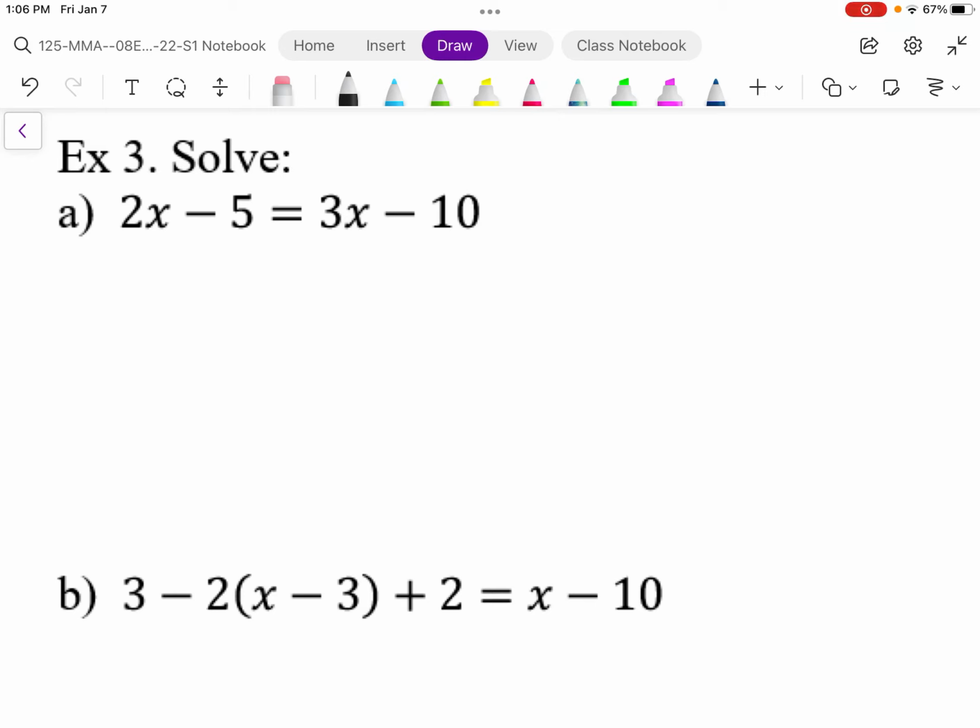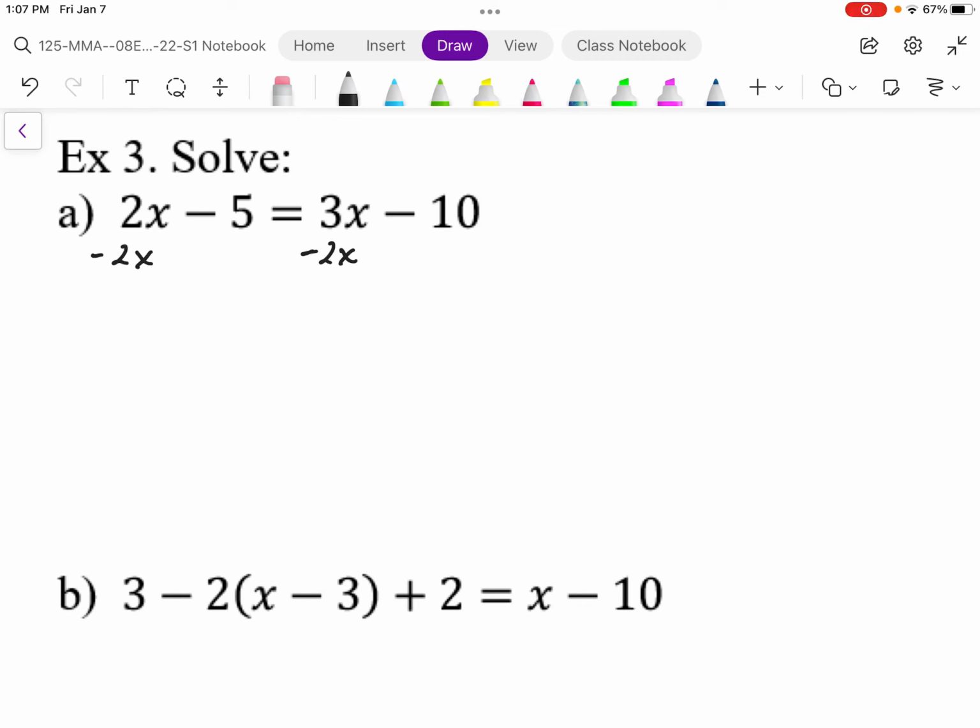So in this case here, I'm going to try to get all the x's to one side, all the numbers to the other side. And I want to keep my x's positive when I can. It's just a little bit easier. So instead of subtracting 3x from the right-hand side, I'm going to subtract 2x from the left-hand side. Now balance means I have to do the same on the other side. That is the most important part of equation solving, is keeping it balanced.